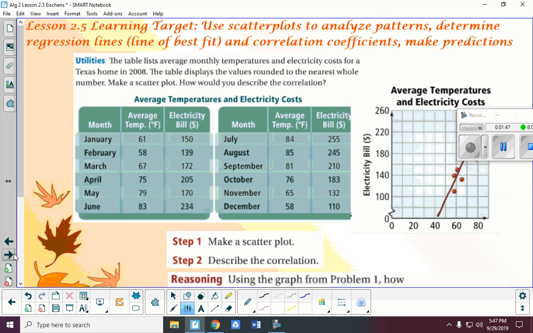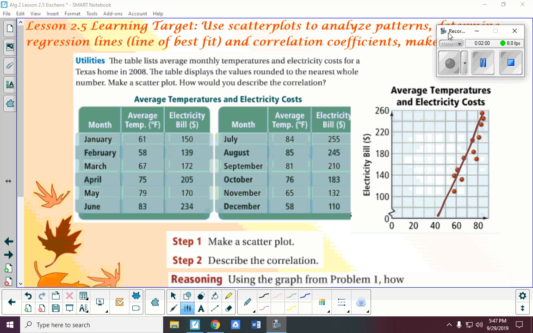Now, in this example, it says the table lists average monthly temperatures and electricity costs for a Texas home in 2008. The table displays the values rounded to the nearest whole number. Make a scatter plot, and how would you describe the correlation? Well, a scatter plot simply is just where we graph the points. So at the average temperature of 61, the electricity bill is 150, so we plot 61, 150, so over 61, up 150, and the point is plotted. So to make the scatter plot, simply you plot those points.